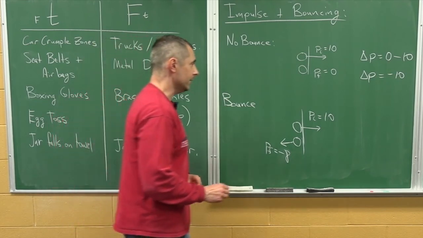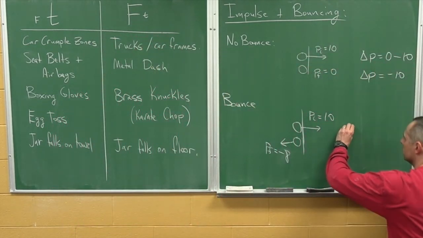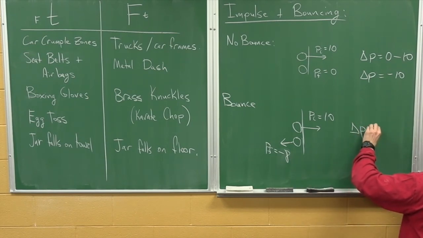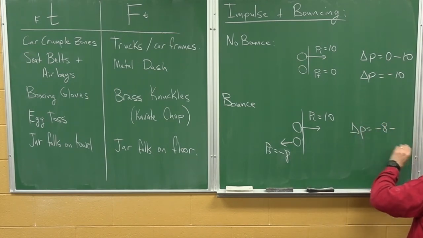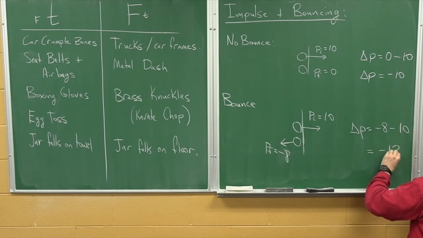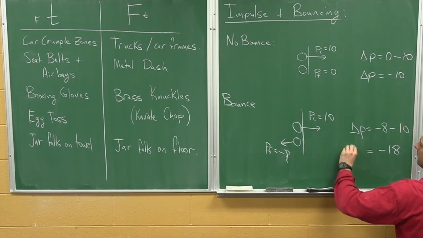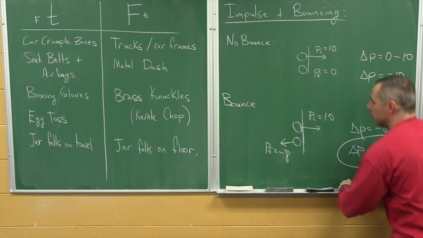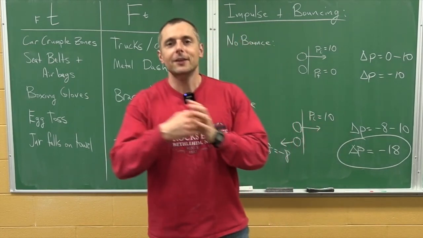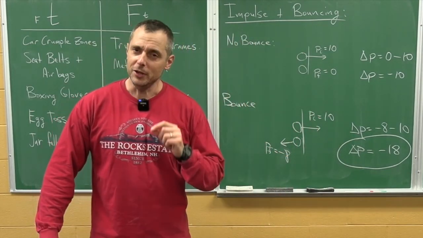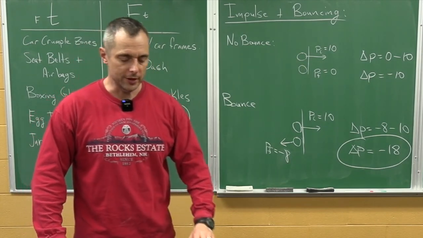Let's do delta P here. Final minus the initial, which is positive 10, negative 18, okay? More impulse with a bounce because of the extra negative momentum there. So interesting, the bouncing creates more impulse.